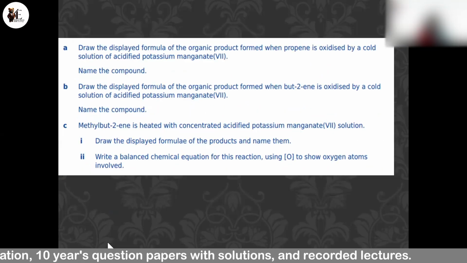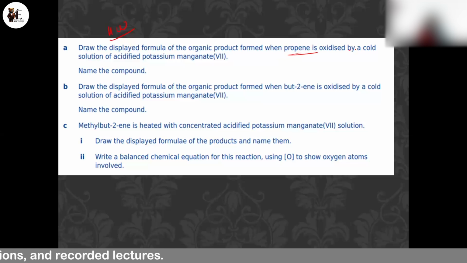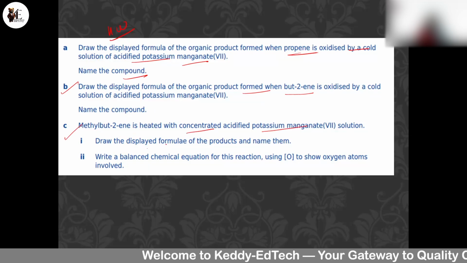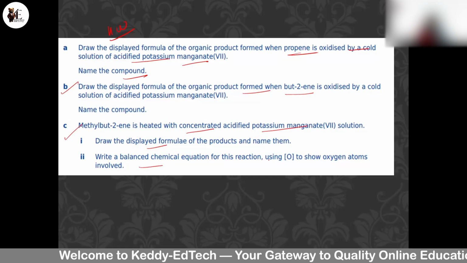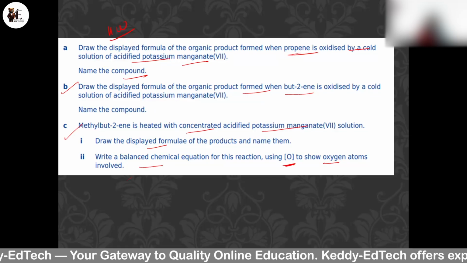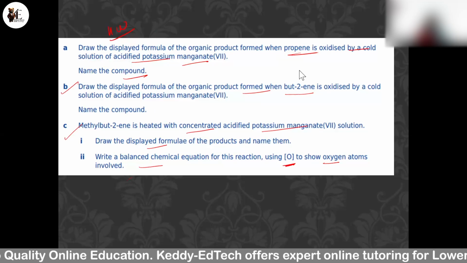This is your homework question for today. Draw the displayed formula of the organic compound formed when propene is oxidized by a cold solution of acidified potassium manganate. Name the compound. Draw the displayed formula of the organic product formed when butene is oxidized by a cold solution, and also when it is heated with concentrated acidified potassium manganate solution. Draw displayed formulae and name them, and write a balanced chemical equation for this reaction using nascent oxygen to show the oxygen atoms. If oxidation is clear to you, then you can answer these questions. Please write it down.